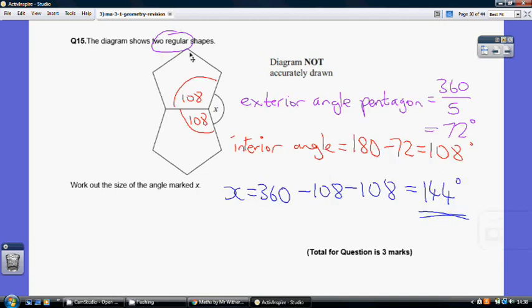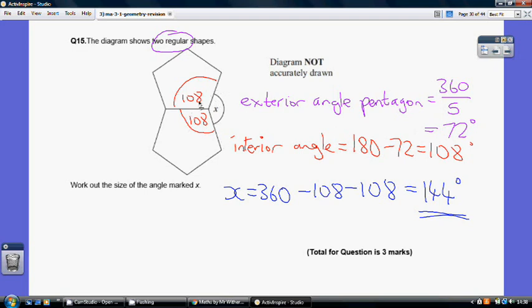We have two regular pentagons here, which are 5-sided. Now exterior angles always add up to 360 degrees for regular shapes, so each exterior angle is going to be 360 divided by 5, which is 72, and therefore each interior angle is going to be 108, because interior plus exterior equals 180. So each interior angle of these is 108. So this is 108, this is 108.